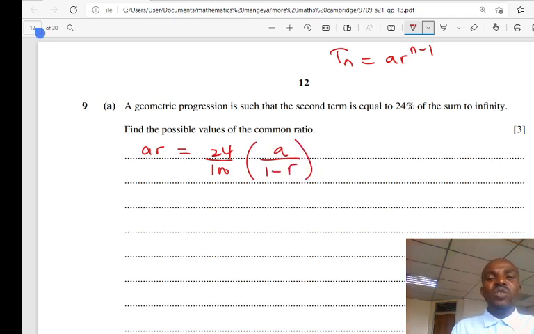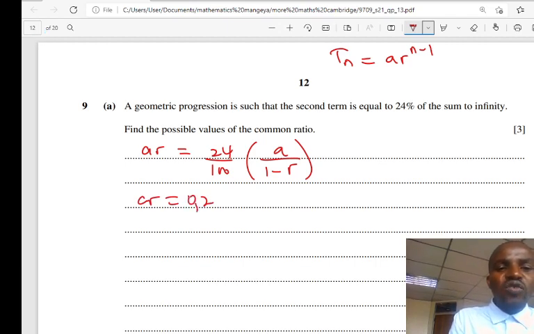That's the sum to infinity of a GP. So they say find the possible values of the common ratio. Right, what you do here, you have to simplify. The second term, ar, is equal to 24%, which is 24 over 100. You can just say 0.24.